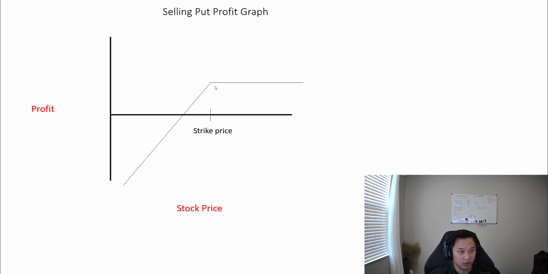So that's it. You're basically selling puts with hopefully a higher probability of it finishing out of the money, and you collect that premium.